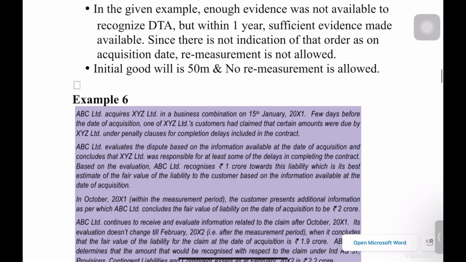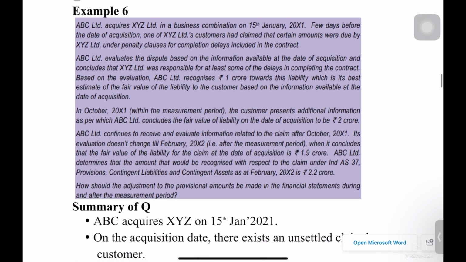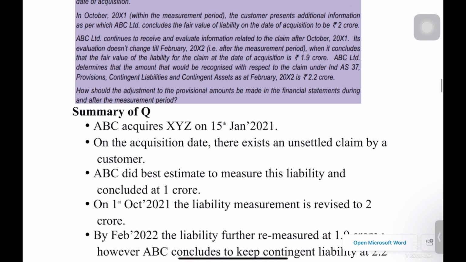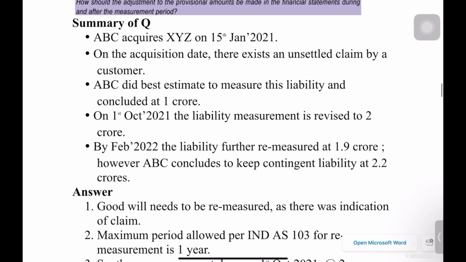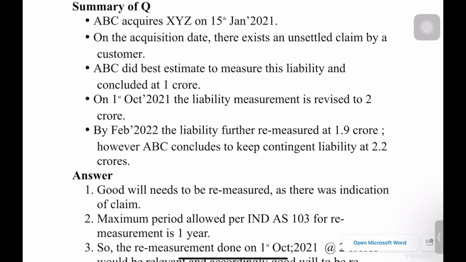Okay, so then let me move to the next example. Just read through this question. I will summarize the question here. ABC acquires XYZ on 15th Jan 2021. On the acquisition date, there exists an unsettled claim by a customer. ABC did a best estimate to measure this liability and concluded at 1 crore.